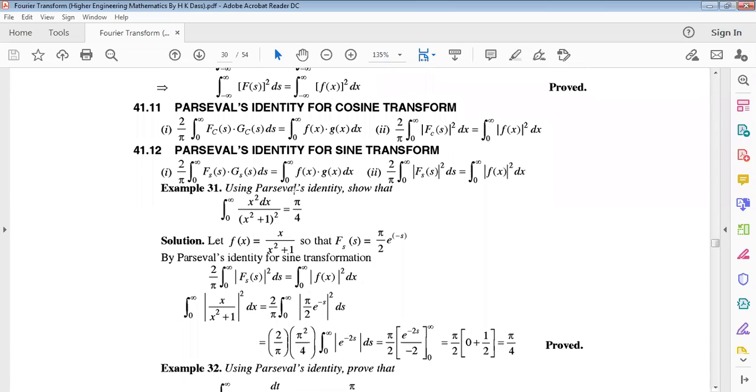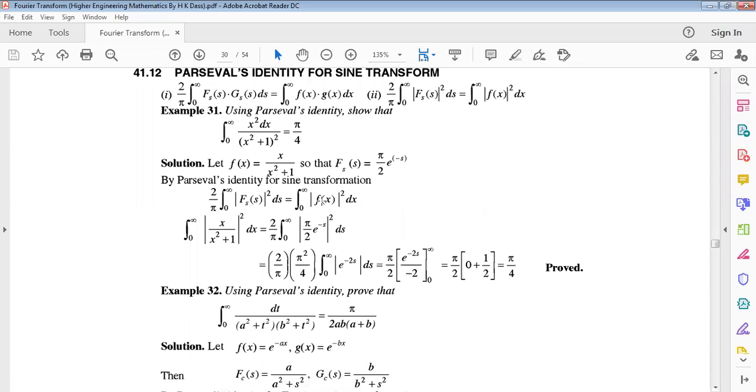Second part: now the integral from 0 to infinity of f of x modulus whole square dx. Now f of x equals x divided by x square plus 1, so x divided by x square plus 1 whole square equals 2 divided by pi, integral from 0 to infinity. This equals what? Pi by 2 e to the power minus s whole square, absolute value whole square. Now 2 divided by pi, this means pi divided by 2 whole square, that means pi square by 4.